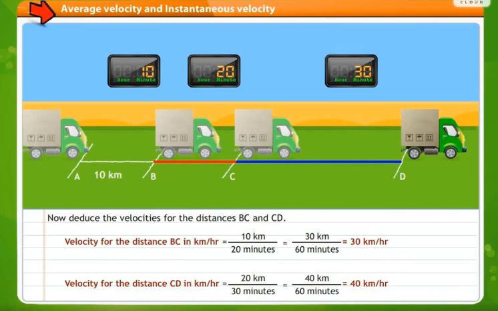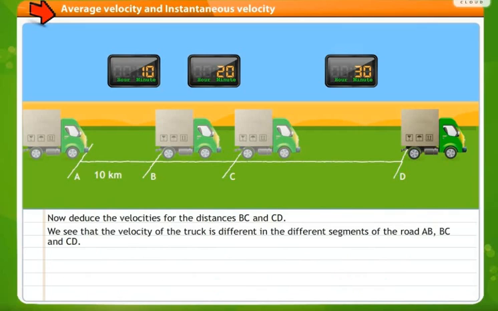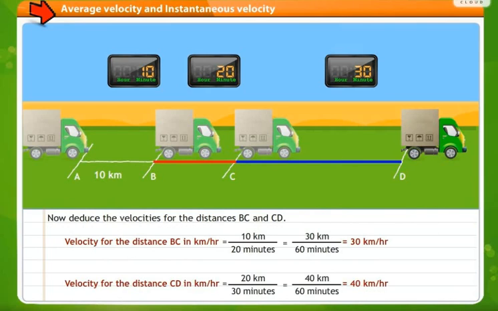Now look at the velocity for the distance BC in kilometer per hour. You can see 10 kilometer upon 20 minutes. Now again, 20 minutes you have to make it as 60 minutes. So 20 multiplied by 3, so 10 kilometer also multiplied by 3. So it becomes 30 kilometer per hour.